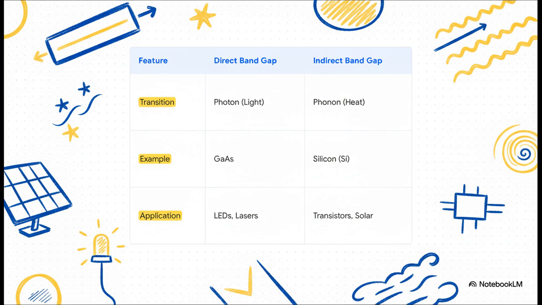But in an indirect band gap material, like our good friend silicon, the electron can't just drop straight down. It has to take a detour. And in the process, it releases its energy as a phonon. And a phonon is just a bit of vibration, basically heat. So silicon is terrible at making light, but it's absolutely perfect for making transistors and solar cells.